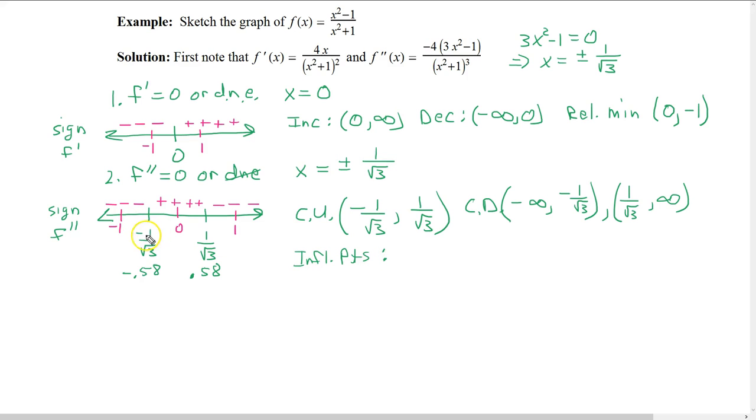Well, we have a change in concavity at -1 over root 3. And if we put -1 over root 3 back into the function f of x, check it out, you'll see that you get -1/2 back. So we have inflection points at, and once again, just check that if you put -1 over root 3 in for x up here, you get back -1/2, and also at +1 over root 3.